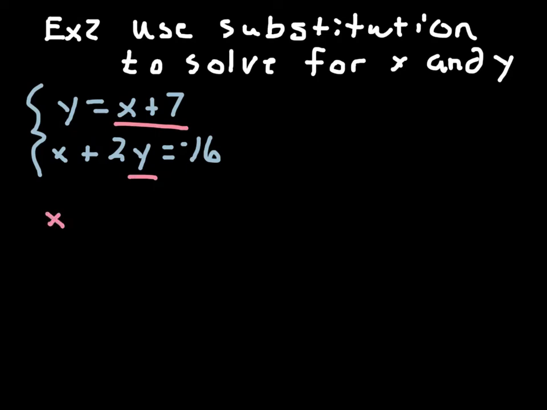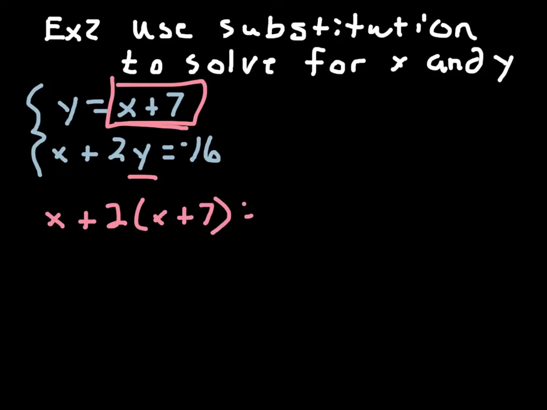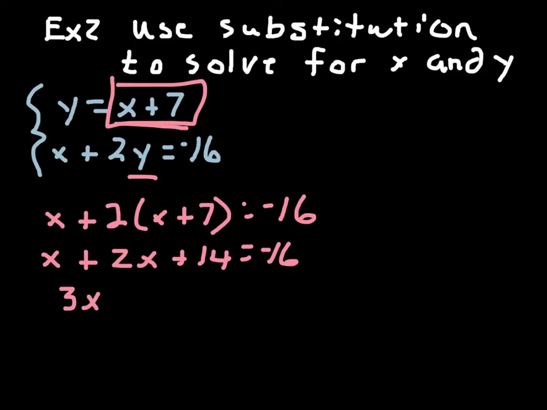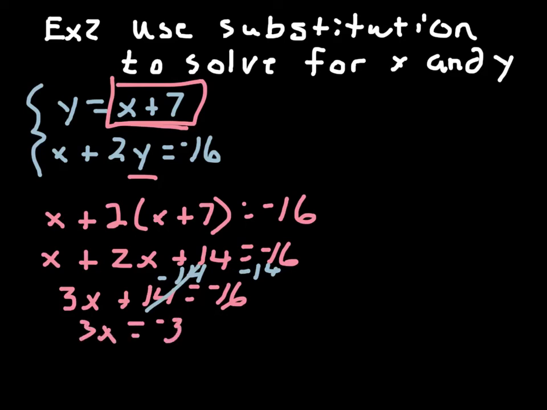So I have x plus 2 times whatever y is. Well, I know what y is. It's x plus 7. And I use parentheses, equals my negative 16. Now I have an equation with one variable, and that's great because I know I can solve it. So I have x plus 2x plus 14 equals negative 16. Continue simplifying, 3x plus 14 equals negative 16. Let's see, we're adding 14, so we'll subtract 14. They cancel, that's great. So I have 3x is equal to negative 30. And finally, divide by 3, x equals negative 10.